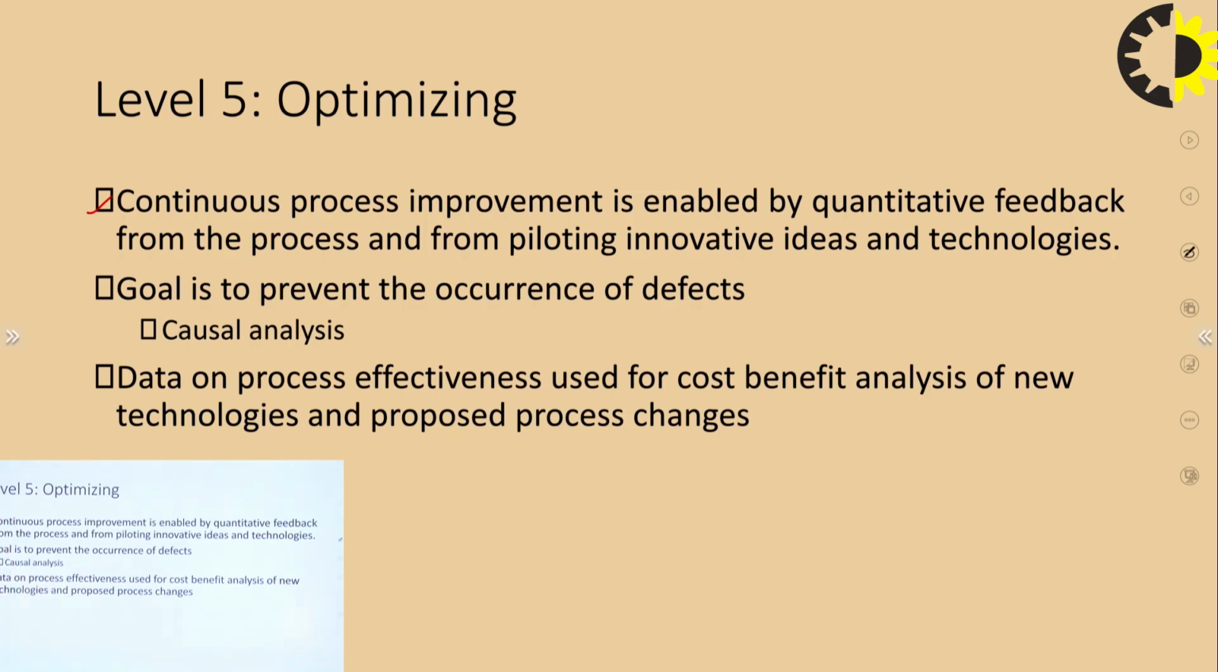Improvement is enabled by quantitative feedback. On the basis of feedback, we are going to update the software and improve the software. These are the important points. First is continuous evolution: on the basis of feedback, we are going to improve the software. Second point is the goal. The goal is to prevent the occurrence of defects.